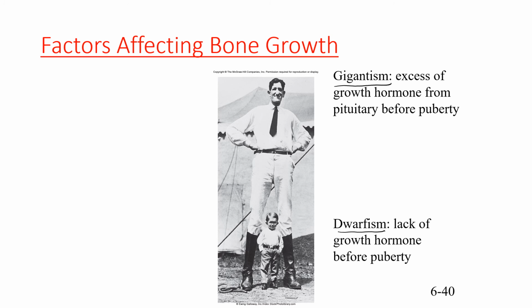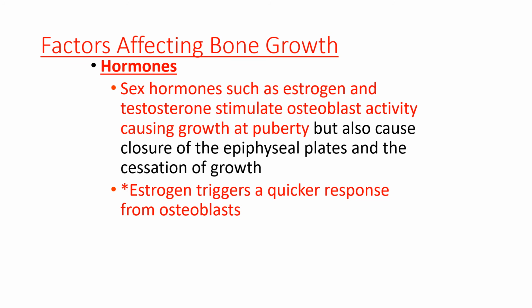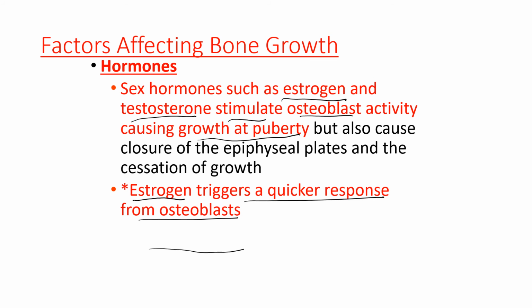Sex hormones, such as estrogen and testosterone, stimulate osteoblast activity. This is the cause of the rapid growth seen at puberty. Estrogen triggers a quicker response from osteoblasts than testosterone. So this is the reason why females grow quicker during adolescence and finish their growth quicker than males.